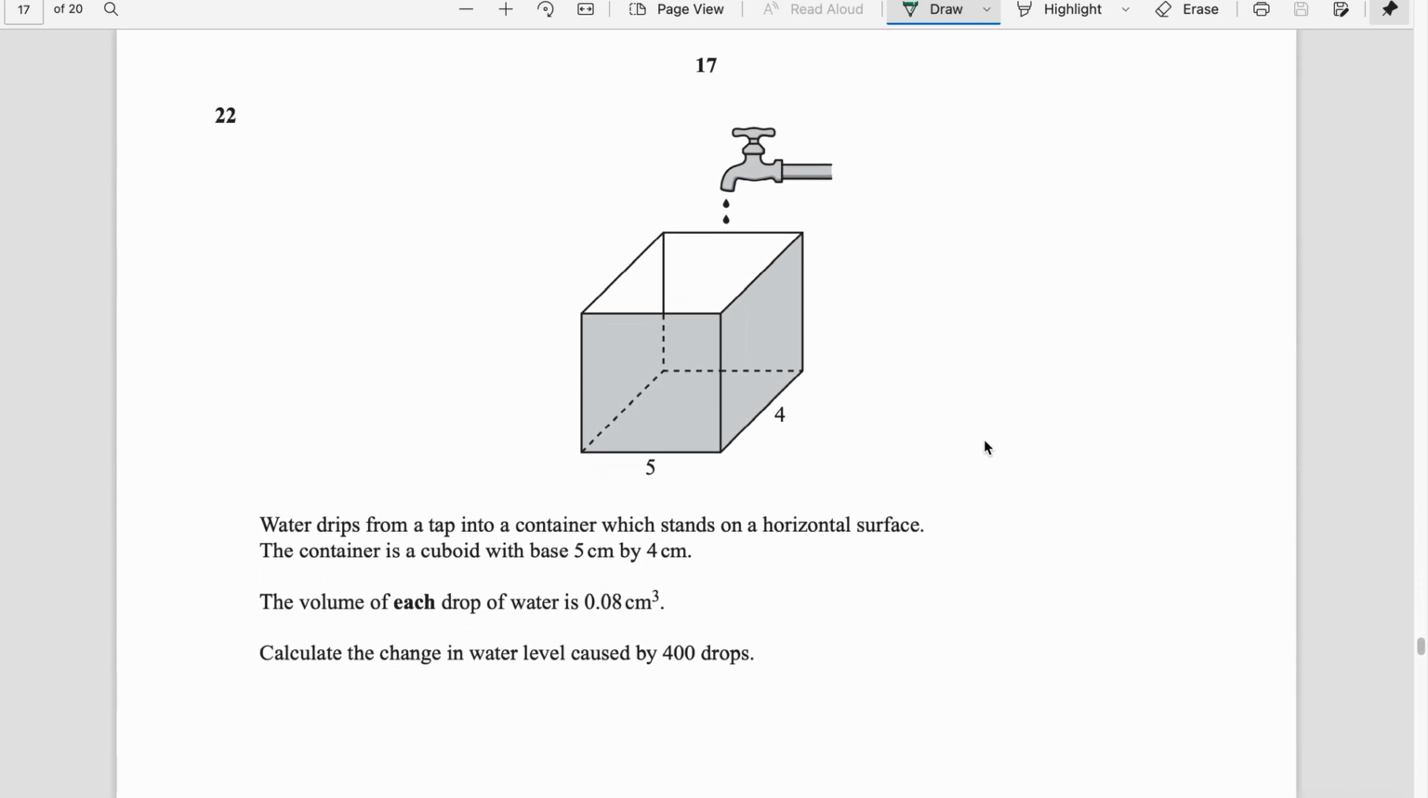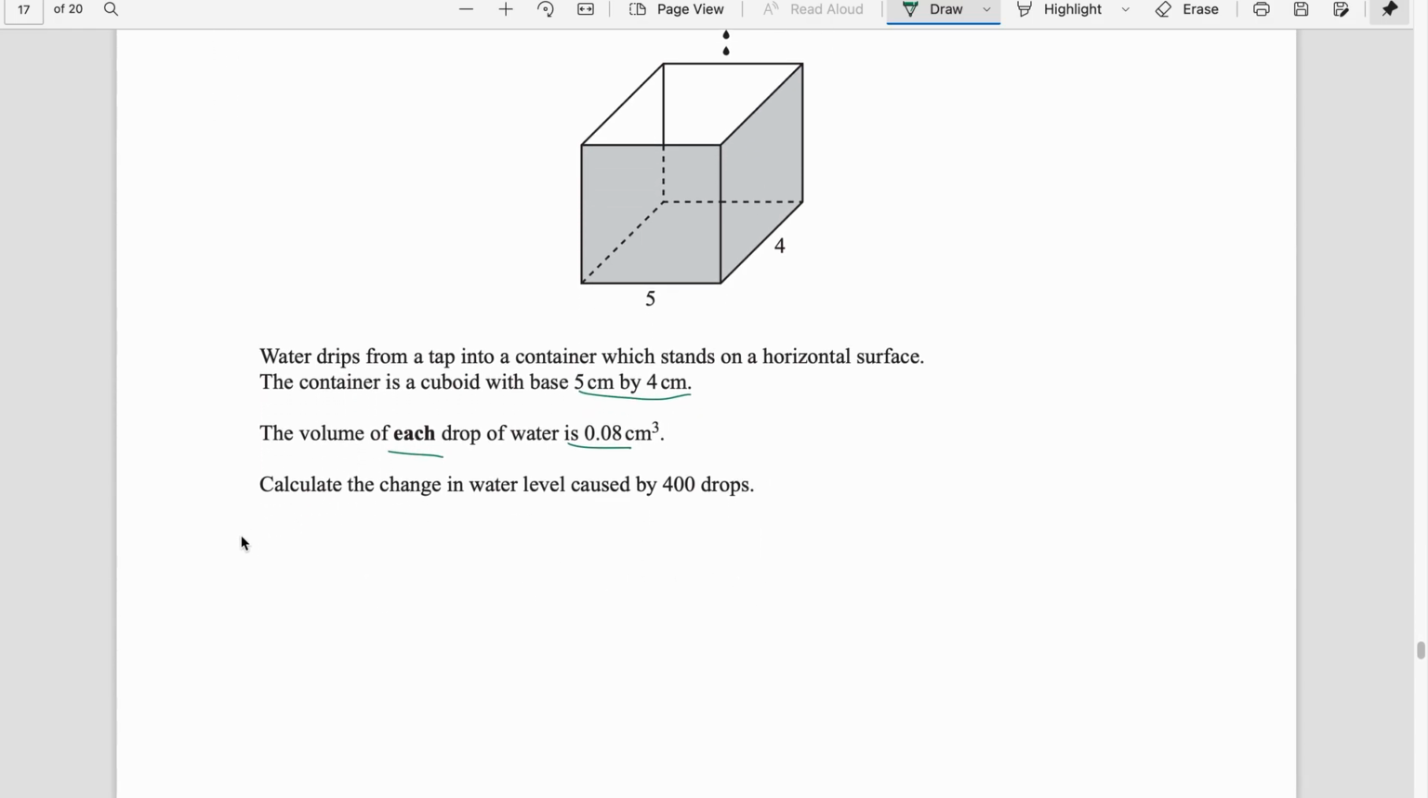Question number 22. Water drops from a tap into a container which stands on the horizontal surface. The container is a cuboid with base 5 centimeters by 4 centimeters. The volume of each drop of water is 0.08. Calculate the change in water level caused by 400 drops. Change in water level. So volume is equal to length into breadth into height. Volume of one drop is 0.08 and we have 400 drops. So this is my total volume. My length is 5, breadth is 4 and the height is unknown, which we need to find, the change in level.